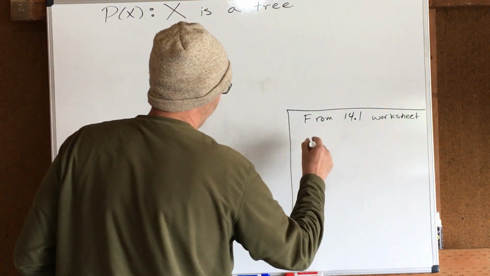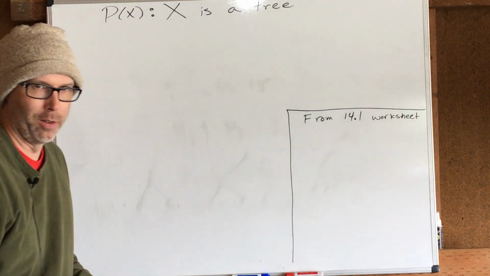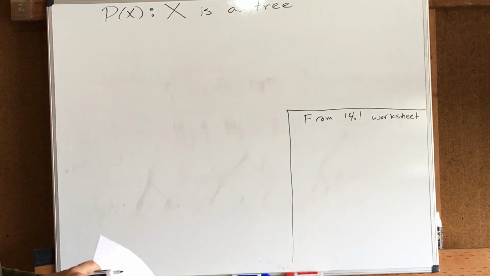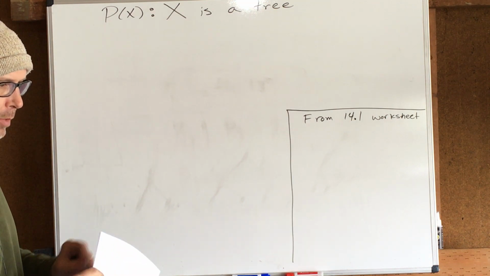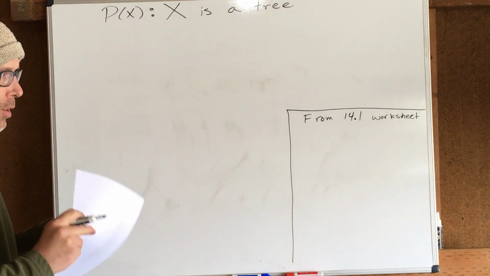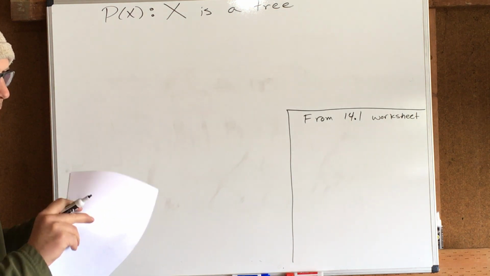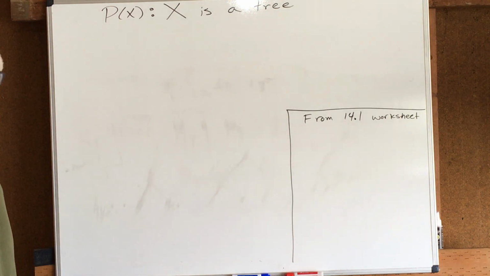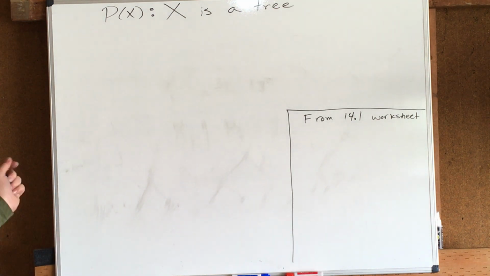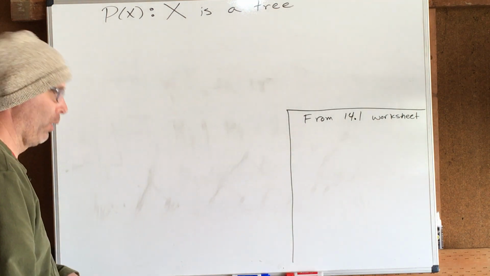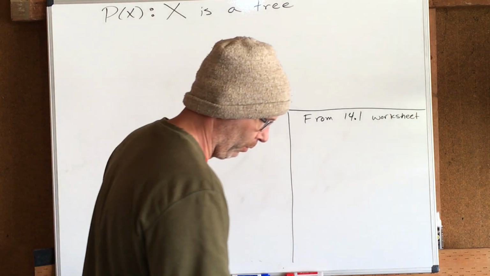Okay, the first thing is that a single vertex is a tree. A single vertex is trivially connected, meaning that between any 2 vertices, there's a path. Well, there's only one vertex, so that's true. And it contains no cycles. So a single vertex is a tree, and that's the base case.